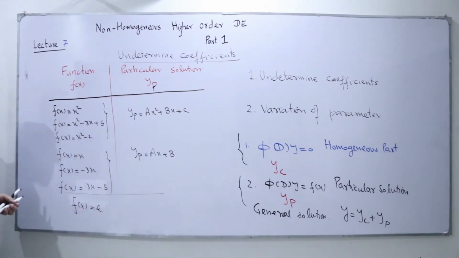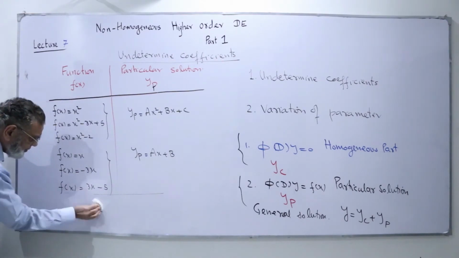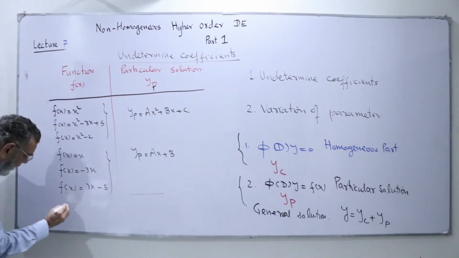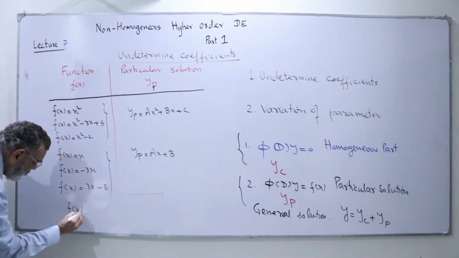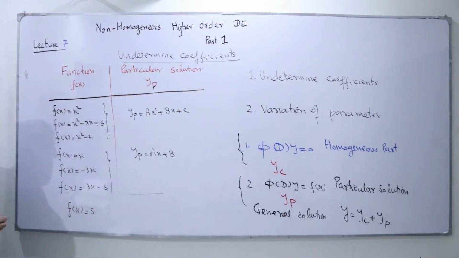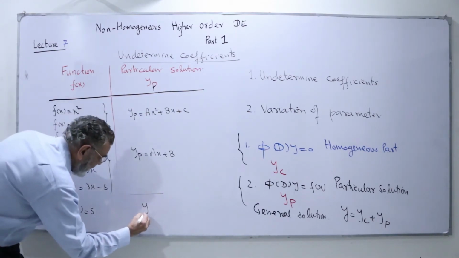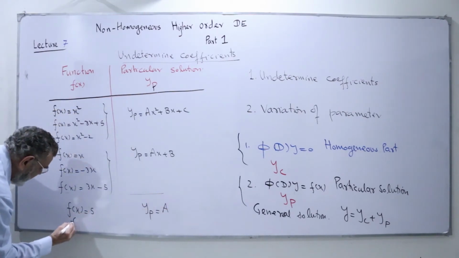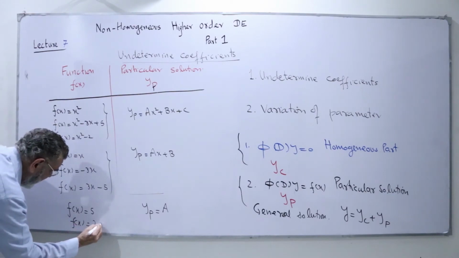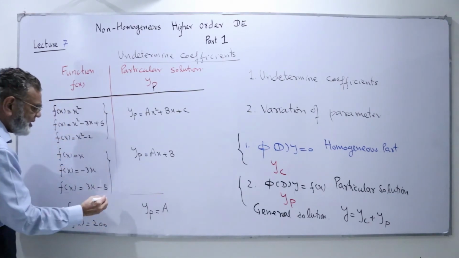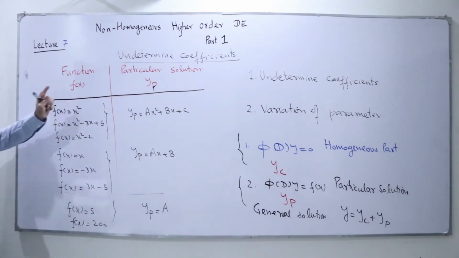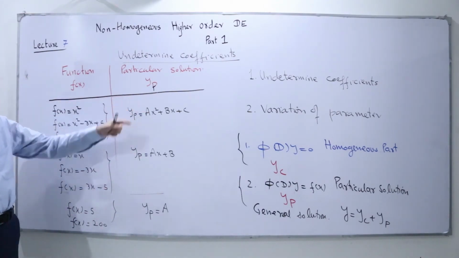One more thing which I want to say before going further: if we have the function f of x as a constant. For example, I have taken all, but we have not taken this one. I have the function f of x is equal to 5. Here the degree of the polynomial is 0, so yp is equal to a. It can be any constant. My f of x can be equal to 200, so my yp will be equal to a. It remains the same. So these are the ideas: degree 0, degree 1, degree 2, represented by a polynomial of the same degree.